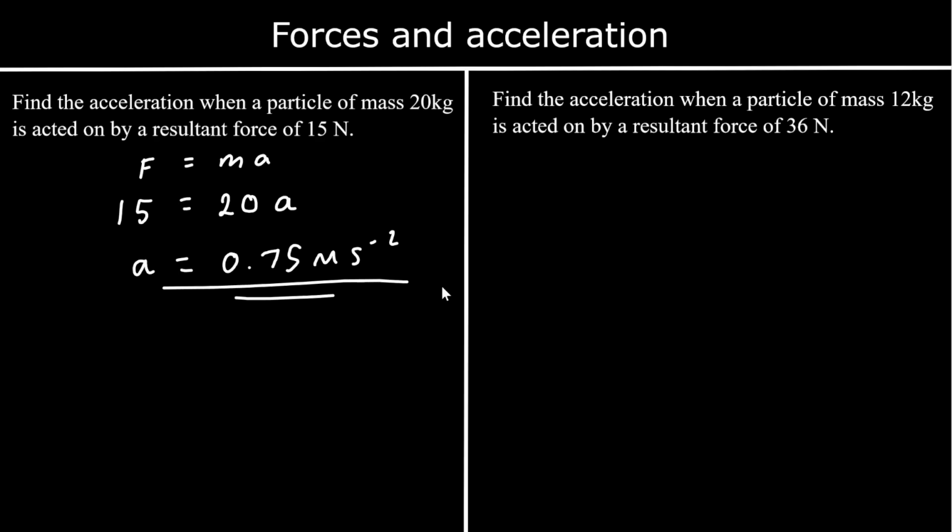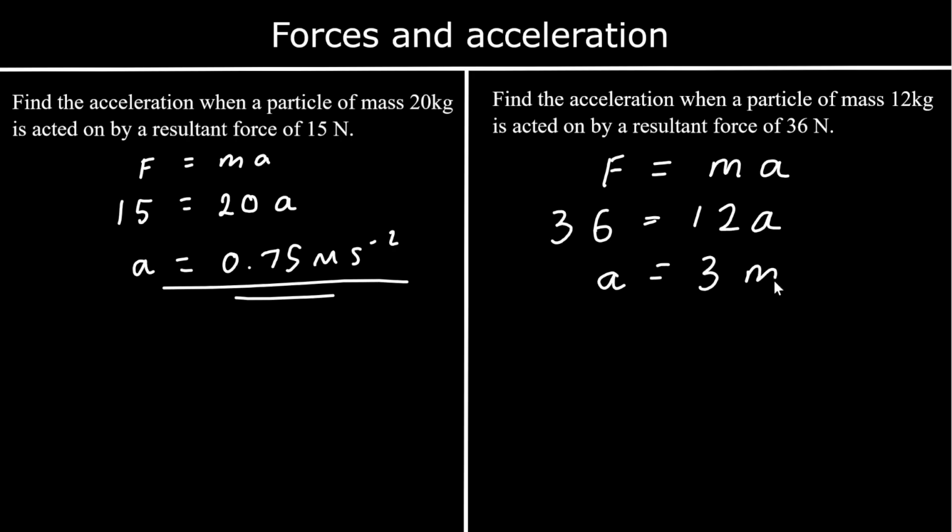One for you to try. Give it a go. So again, we're finding the acceleration, and we've got the mass and the resultant force. So the resultant force is mass times acceleration. So 36 equals 12 times acceleration. Acceleration is 3 meters per second squared.